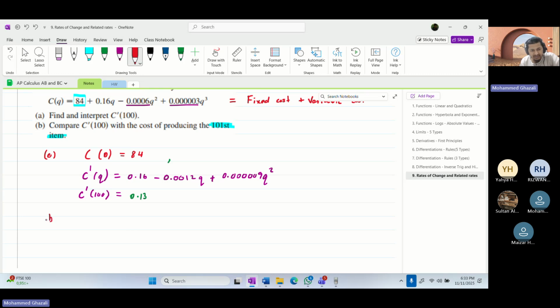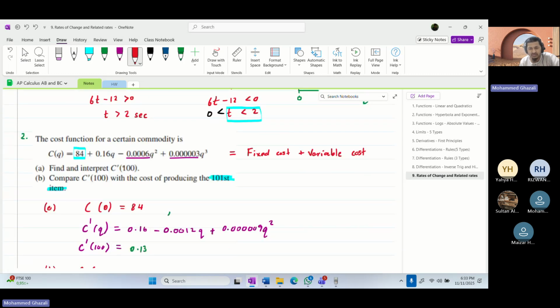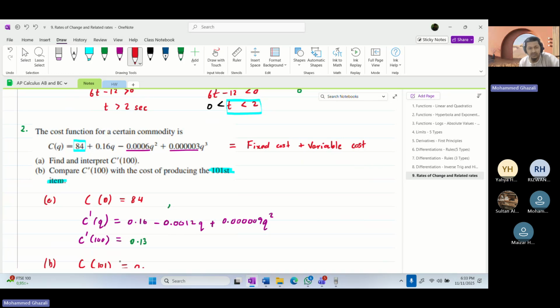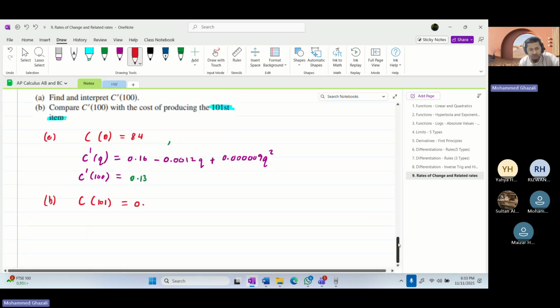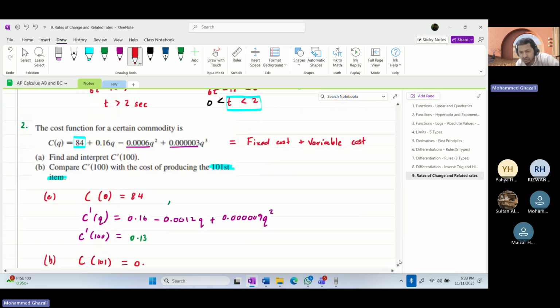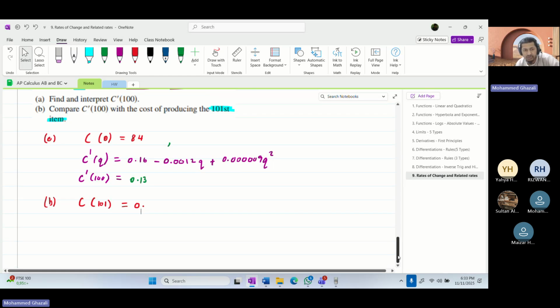So I'm going to find this. I'm going to find C of 100. Someone please find C of 101. It's 0.1306. No, you're not substituting in here, sorry. You need to substitute into the original function, 84 plus, because I want to find C of 101. I need you to substitute 101 inside this function and then substitute 100 in that same function.